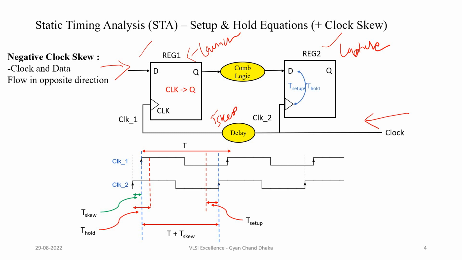If you see through the waveforms, this is clock 1 and this is clock 2. Clock 2's rising edge happens first, and after the T skew time, clock 1's rising edge happens. So basically data is always launched at this flip-flop, and when it gets captured, it will be captured at this clock edge. So this is launch and this is capture. And when the hold check happens, it will happen at this clock edge. Here this is the data and here this is the setup check.